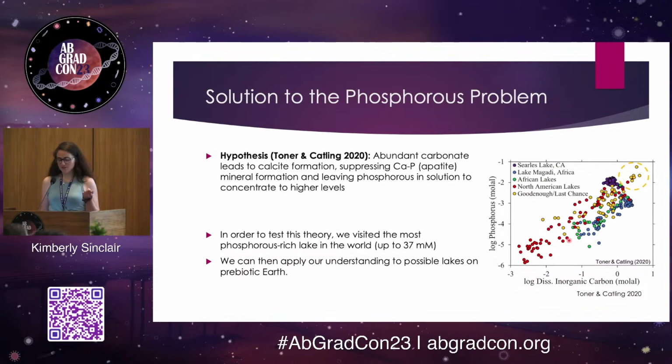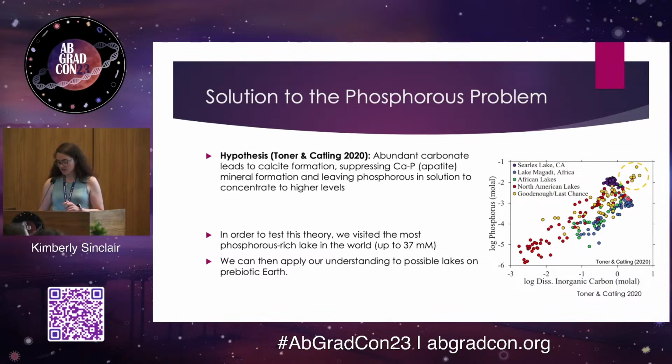In a paper by Toner and Catling in 2020, the hypothesis was stated that abundant carbonate leads to calcite formation, calcite being calcium carbonate, thus suppressing the calcium phosphate mineral formation and leaving phosphorus in solution to concentrate to higher levels. So in order to test this theory, we visited the most phosphorus-rich lake in the world.